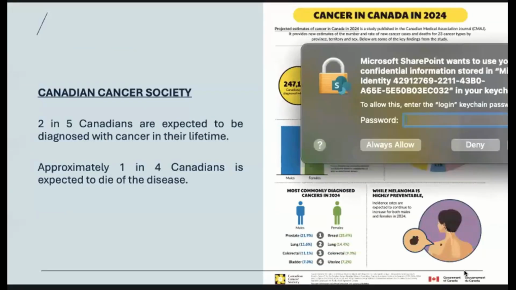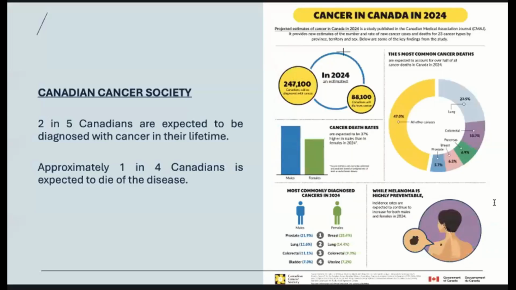So moving on to why is this important? Well, this was a screenshot taken from the Canadian Cancer Society. As we all know, cancer is a major cause of morbidity and mortality worldwide. In Canada, researchers estimate there will be close to 250,000 new cases and close to 90,000 deaths secondary to cancer upon the completion of 2024. Surgery remains first line for solid organ tumors. However, recurrence and metastases following surgery do remain a major cause of both morbidity and mortality.